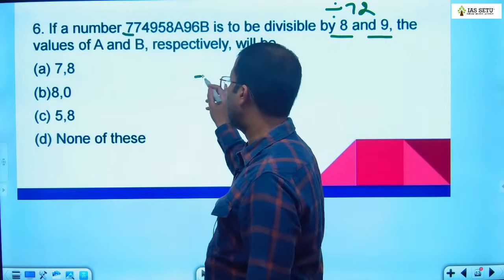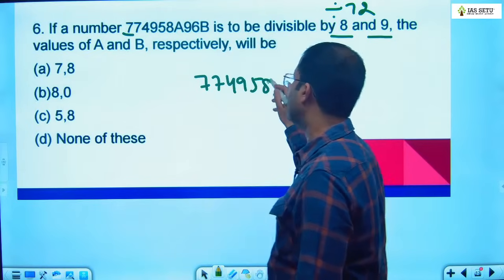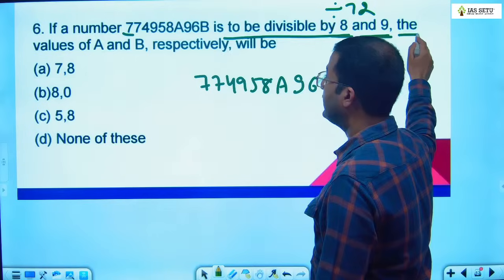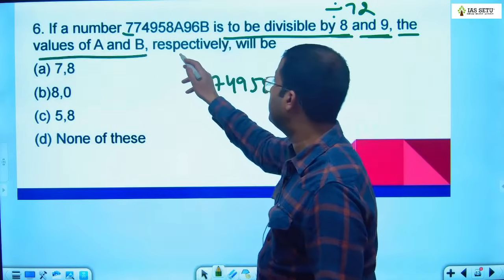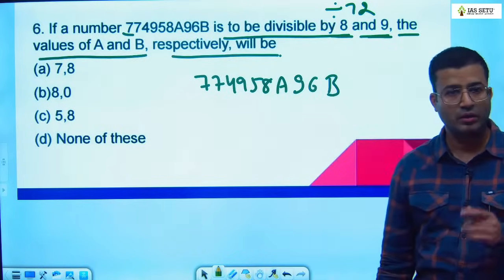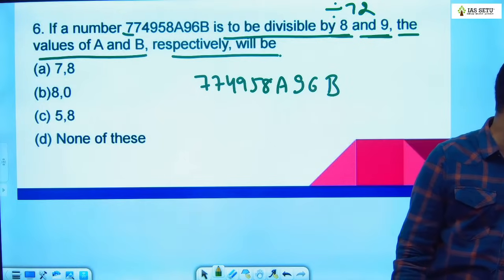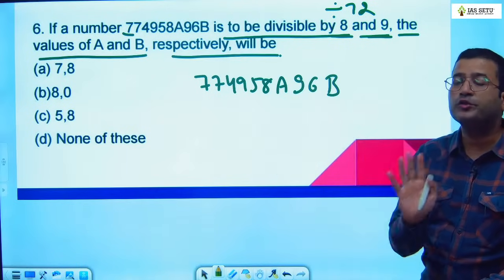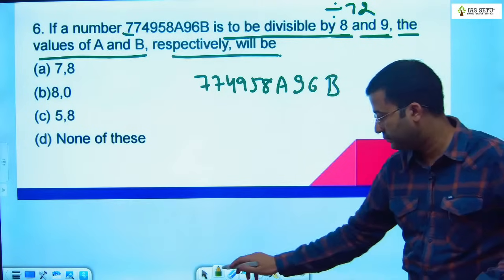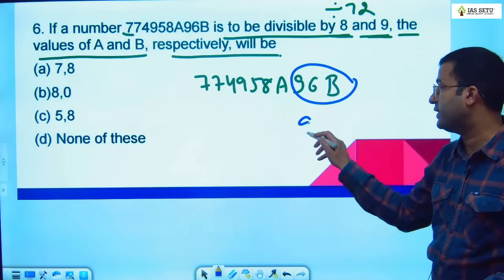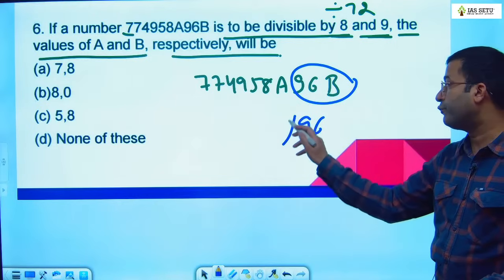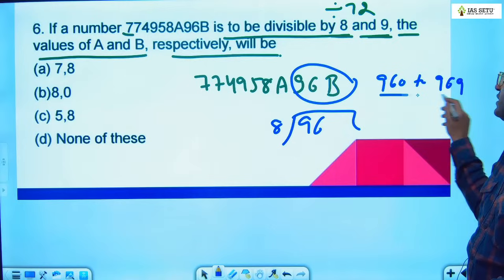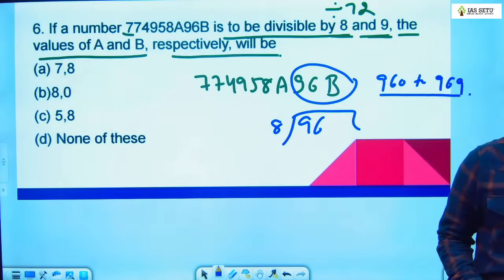If a number 774958A96B is to be divisible by 8 and 9, the value of A and B respectively will be. Okay, it should be divisible by 8 as well as 9. See, I tell you, divisibility of 8, we check the last 3 digits. So here 96B. If you divide by 8, it means from 960 to 969 we have to check numbers which are divisible by 8.